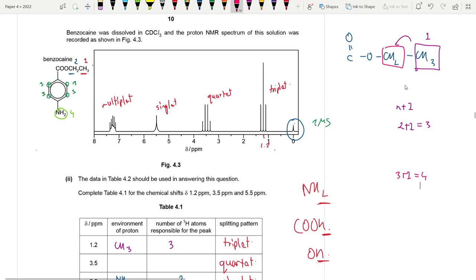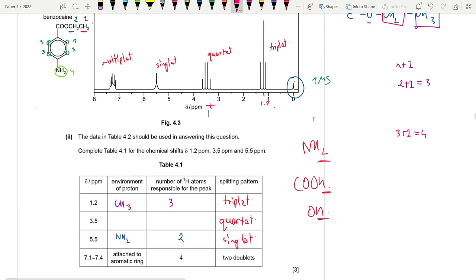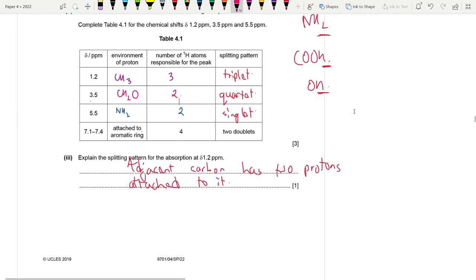And hear me out, it's closer to the oxygen, right? So it's more de-shielded. That's why the chemical shift is much higher. So it makes sense. And due to this high chemical shift, you need to mention why it's so high. You need to say that it's an alkyl group next to an electronegative atom, or you need to say it's CH2O, and 2 protons are responsible for this peak, okay?